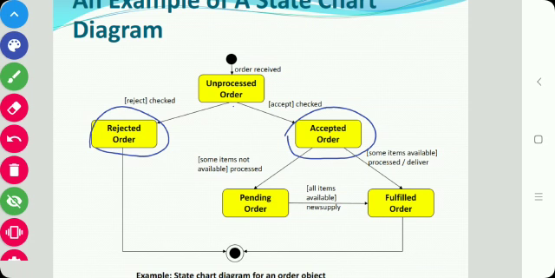When that order is rejected, it becomes a rejected order. If it is accepted, then it becomes the accepted order. After that, the accepted order may be a fulfilled order or pending order. Pending order means if some items are not available, then that order is pending, and if all the items are available, then that order is a fulfilled order. So a pending order becomes a fulfilled order if all the items are available, and then it goes to the final state.